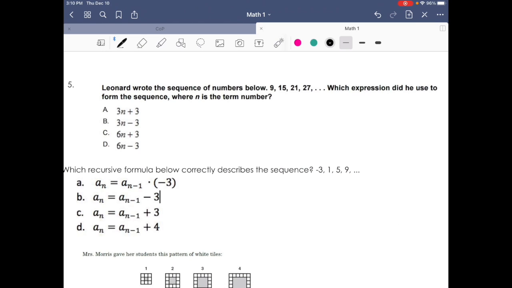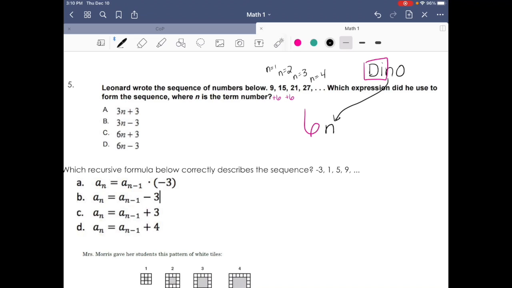All right, Leonard wrote the sequence below. So remember, when we're doing a sequence, this is the first term, second term, third term, and fourth term. They want us to write an expression, so we're going to use that Dino method, however you want to pronounce it. So the common difference, so what's happening each time? So each time we are going to be adding 6. So we know the common difference is going to be 6.